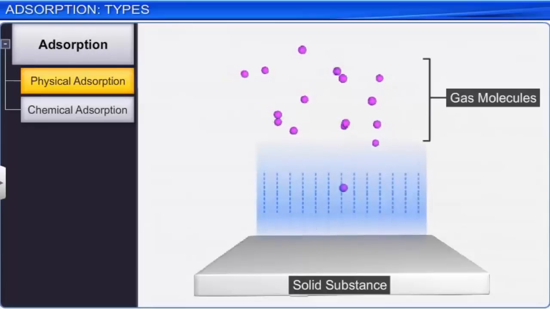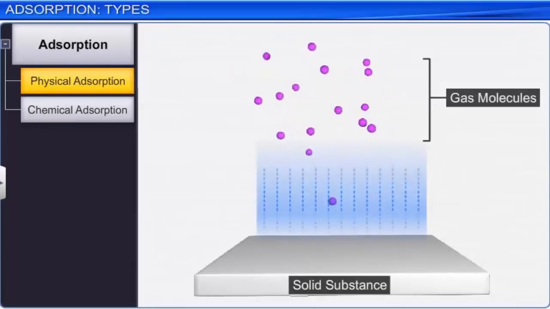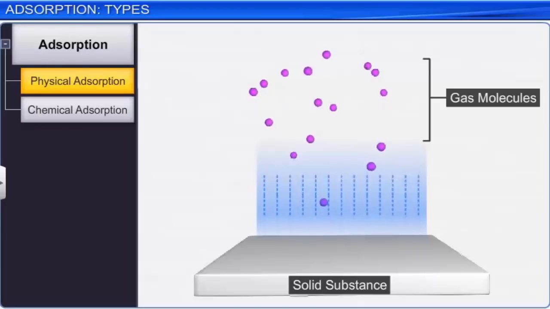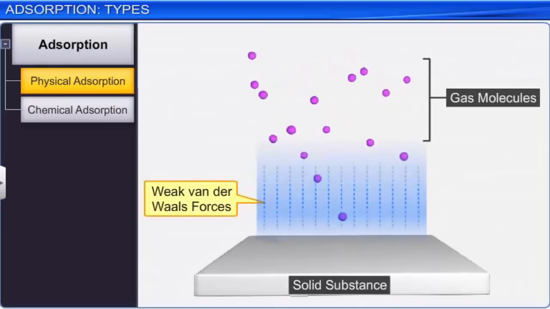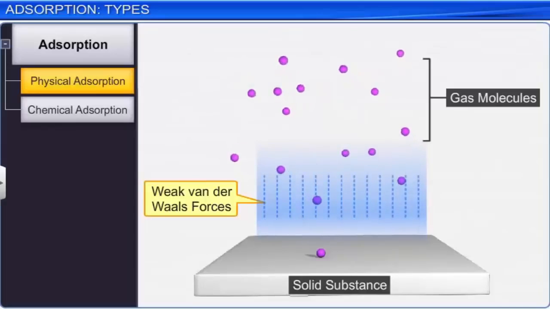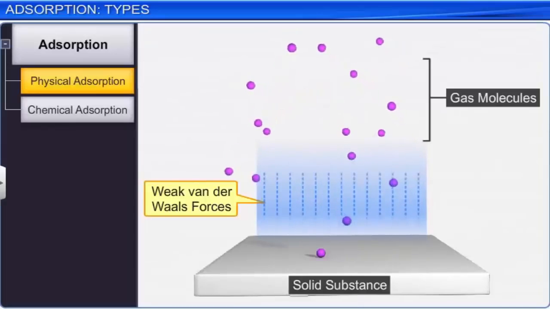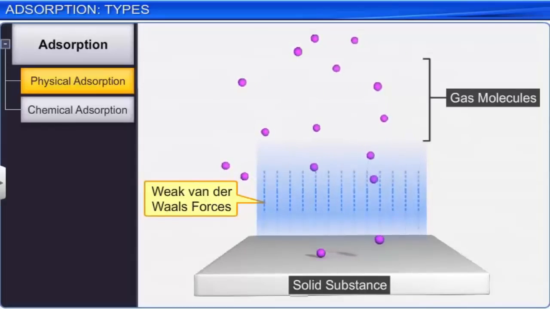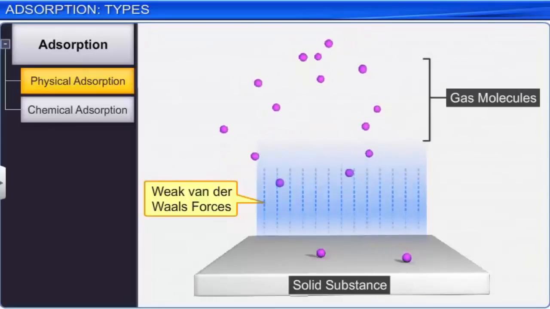When gas molecules or atoms are held to the surface of a solid by weak van der Waals forces, then it is called physical adsorption. Physical adsorption is also known as physisorption or van der Waals adsorption.